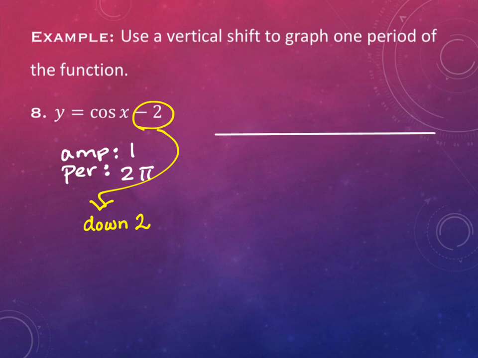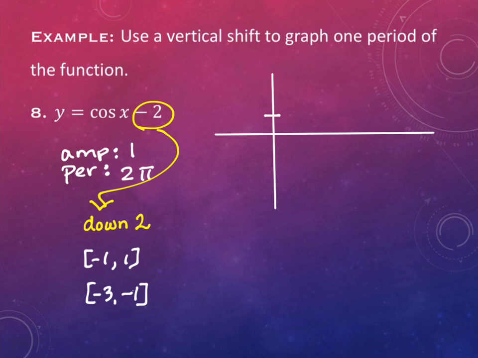So our graph normally would have gone from negative 1 to 1, right? And if I shift it down 2, instead of from negative 1 to 1, it's going to go negative 3 to negative 1. All right, so what was going to be negative 1 to 1 is subtracted 2 from it, and it's negative 3 to 1. And so I've got an amplitude of 1. It should have been like this, but then it gets moved down 2, so now we're down here below the x-axis.